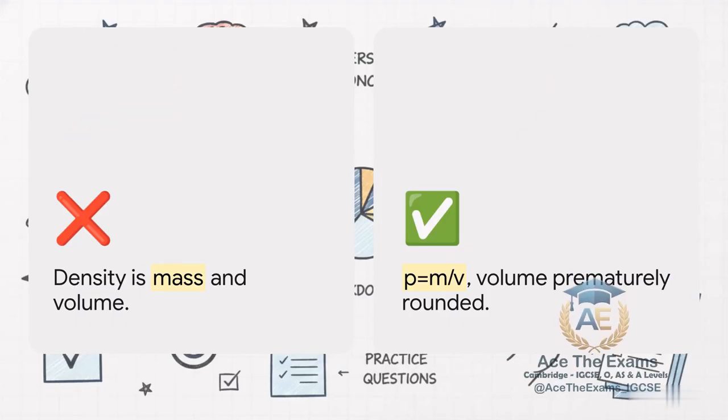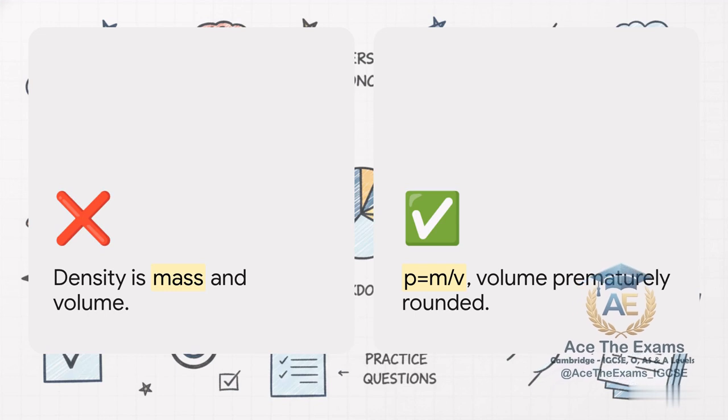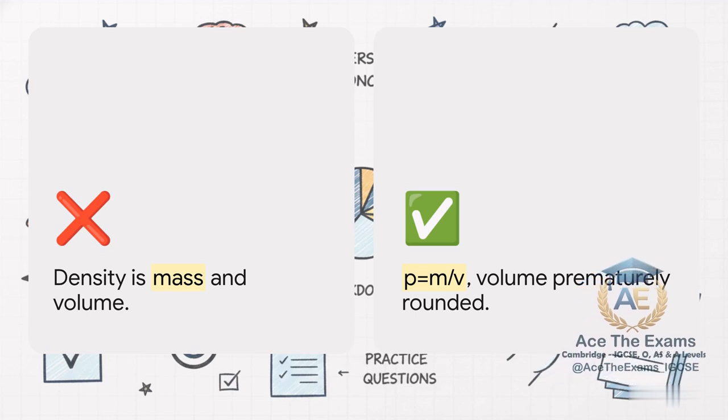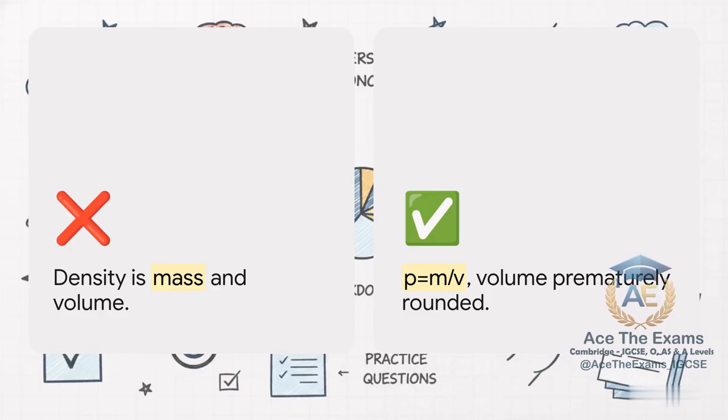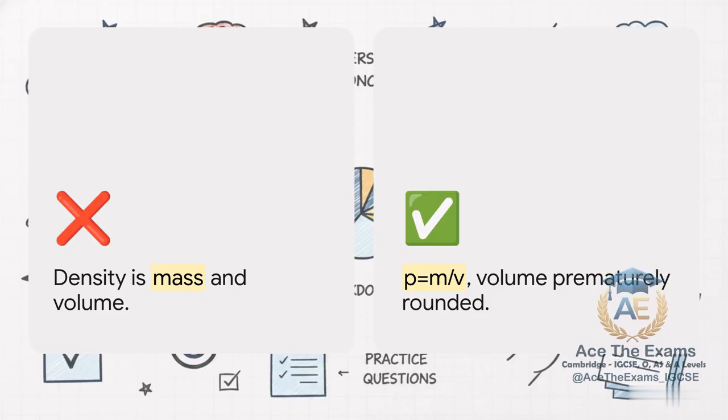Look at the difference here. A classic, painful 2 out of 10 answer looks exactly like this. Density is mass and volume. Mass went up, right? This is exactly why ordinary revision completely fails. You might vaguely get the physics, but you're just not speaking the examiner's language.